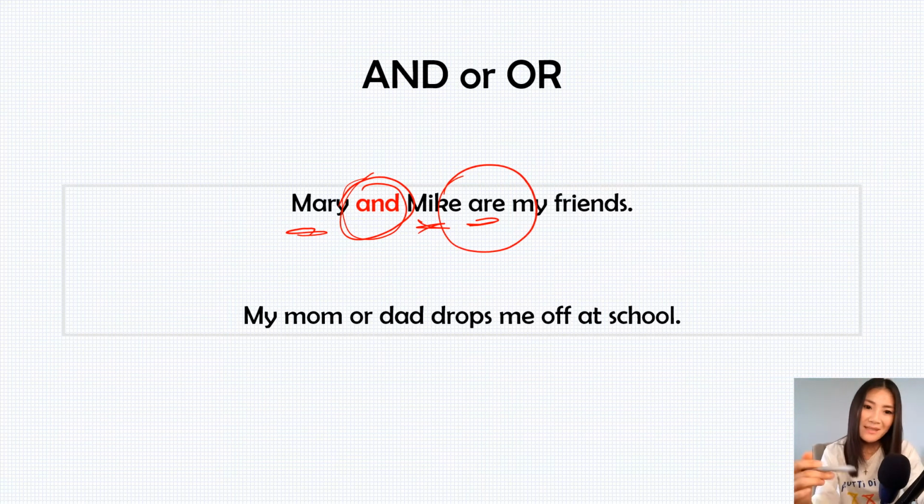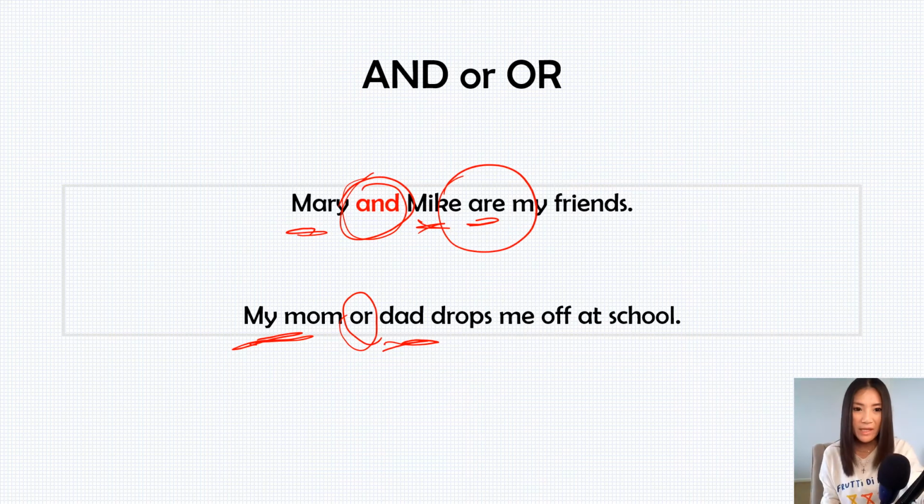But if you look at the second sentence, it says my mom or dad drops me off at school. So or is definitely not the same thing as and. Or means either this one or this one, right? So only one of them, not both of them. Because both of these subjects, mom and dad, are singular, it's easy to decide that I'm going to have a singular verb, drops. So my mom or dad drops me off at school.